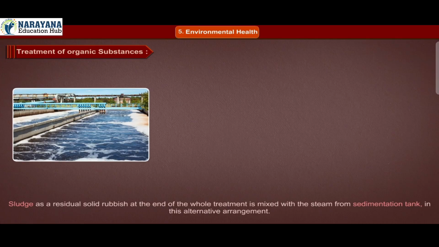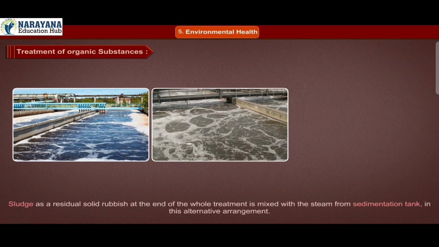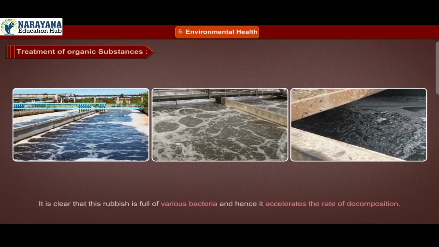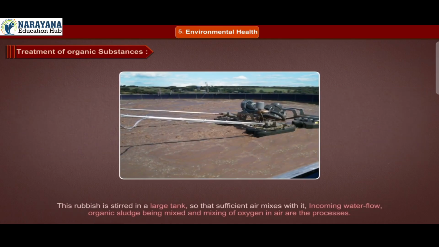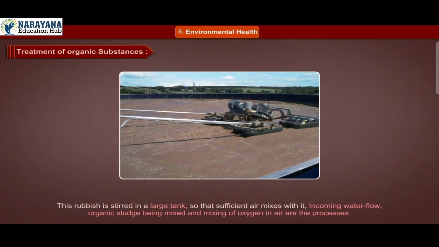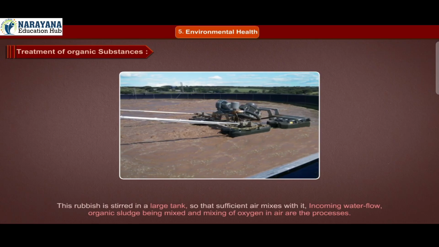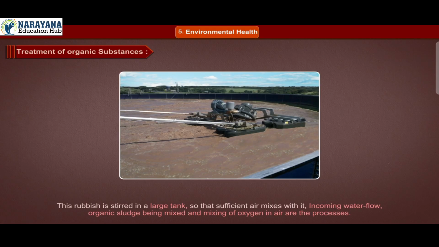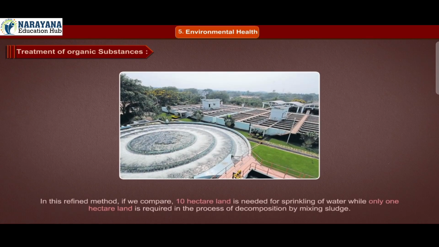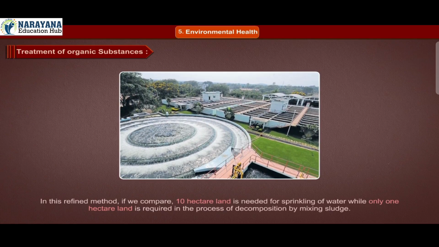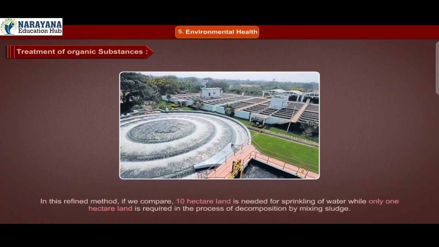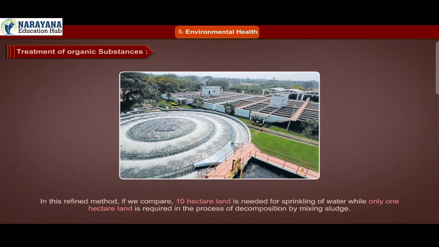Sludge, as a residual solid rubbish at the end of the whole treatment, is mixed with the stream from the sedimentation tank in this alternative arrangement. It is clear that this rubbish is full of various bacteria and hence it accelerates the rate of decomposition. This rubbish is stored in a large tank so that sufficient air mixes with it. Incoming water flow, organic sludge being mixed and mixing of oxygen in air are the processes. In this refined method, if we compare, 10 hectares of land are needed for sprinkling of water while only 1 hectare of land is required in the process of decomposition by mixing sludge.